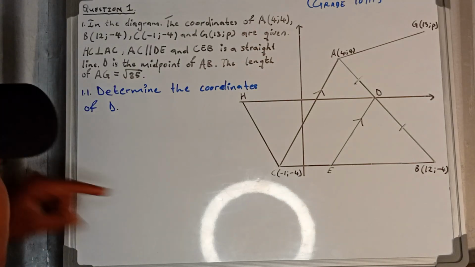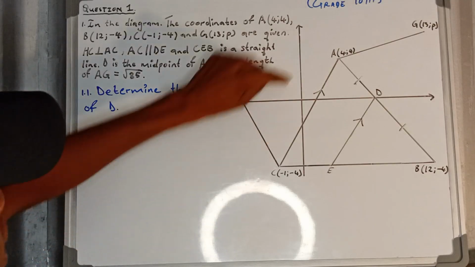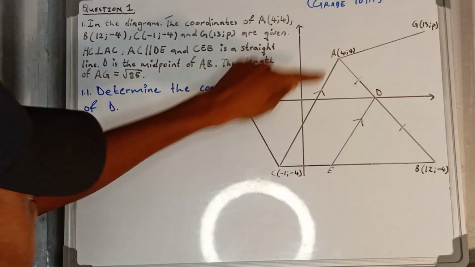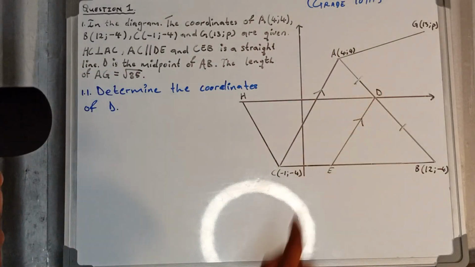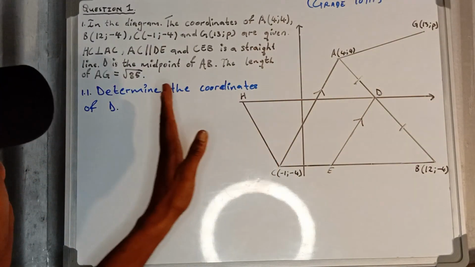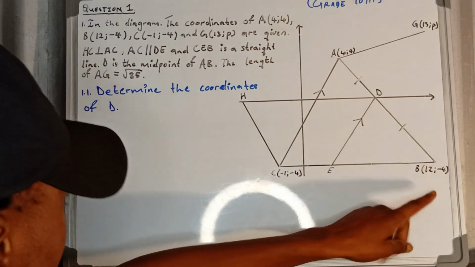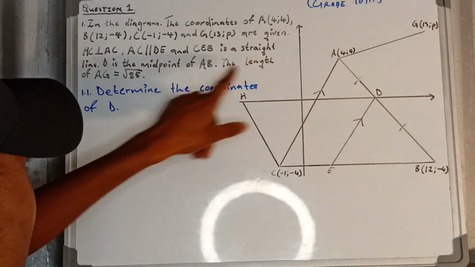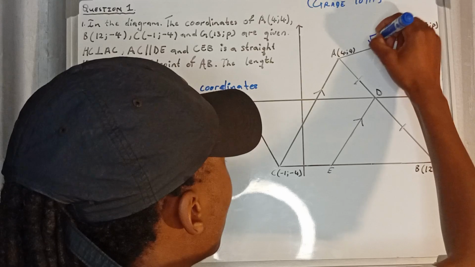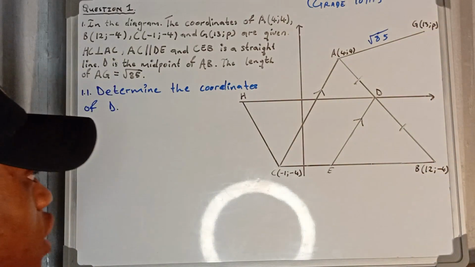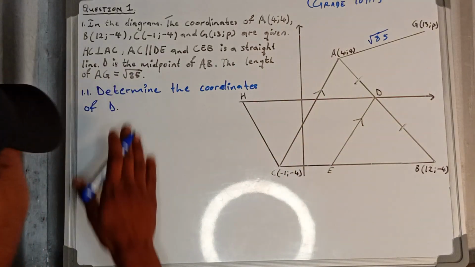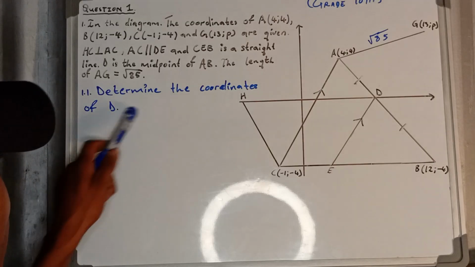Then they say HC is perpendicular to AC. I hope you are there. Now they say AC is parallel to DE. And CEB is a straight line. And then they say D is the midpoint of A and B. The length of AG is equal to the square root of 85. That is the length of AG. Okay, now let us focus. They said D is the midpoint. The first question says determine the coordinates of D.